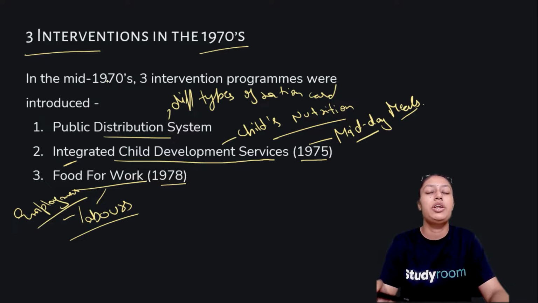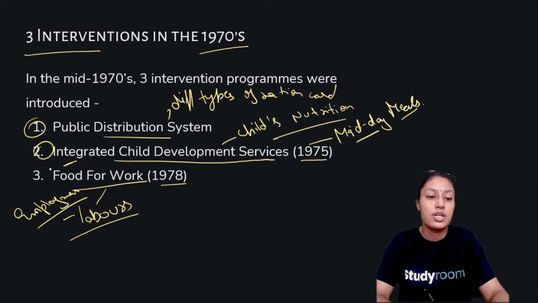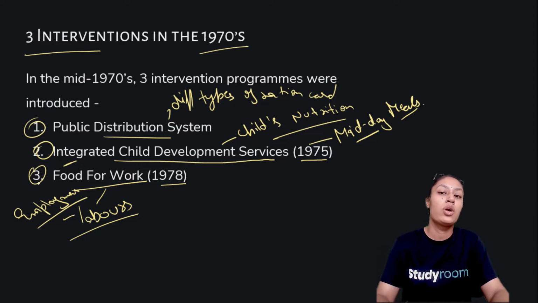So these three interventions have played a major role in ensuring food security in our country: public distribution, integrated child development services, because of course children are the youth of the country and need to be taken care of, and third, food for work. So I hope you understand now what hunger is and what measures and steps have been taken to improve it.